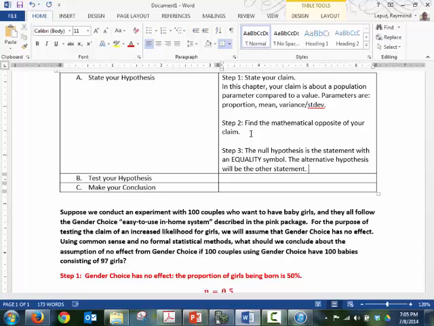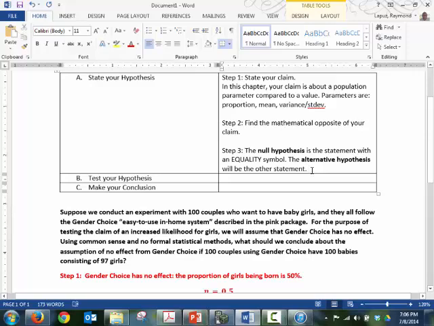So what we're going to do now is identify two statements. We have two statements already identified, and they're complete opposites of each other, right? What we're going to do is place those two statements into two categories. One of them is going to be the null hypothesis. The other one is going to be the alternative hypothesis.